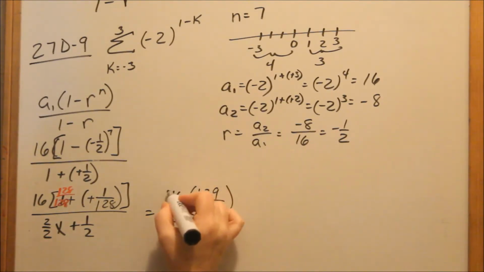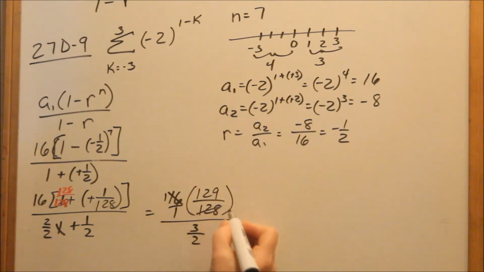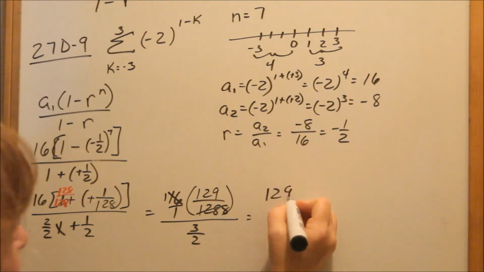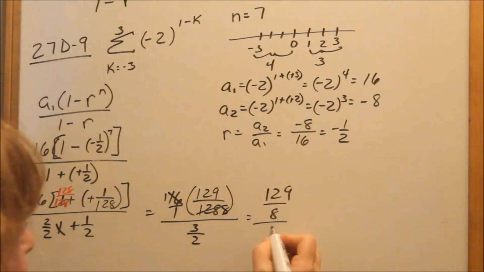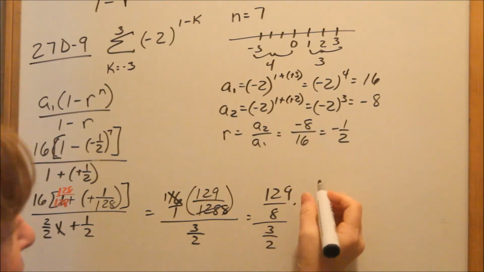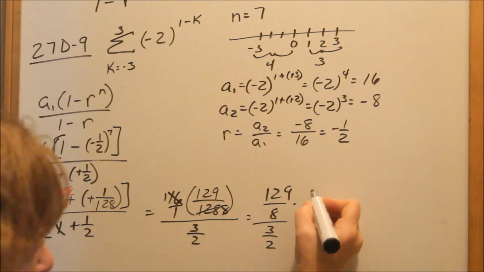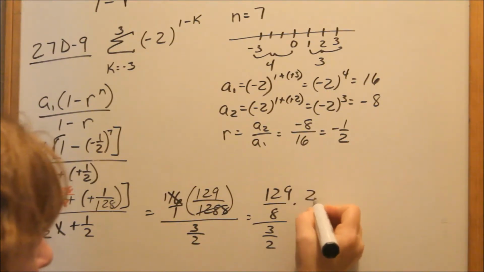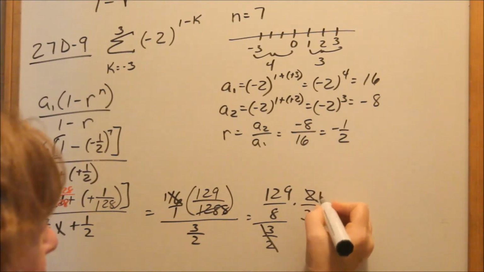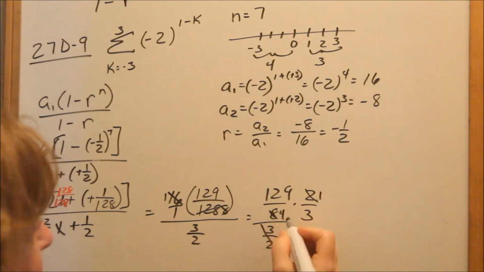It does. So that can become a 1. This becomes an 8. So now I have 129 over 8 all over 3 over 2. I'm dividing fractions. How do you divide fractions? Multiply by the reciprocal. You flip the bottom one. So it'd be times 2 over 3. I know that will cancel and become 1, and that becomes a 4.